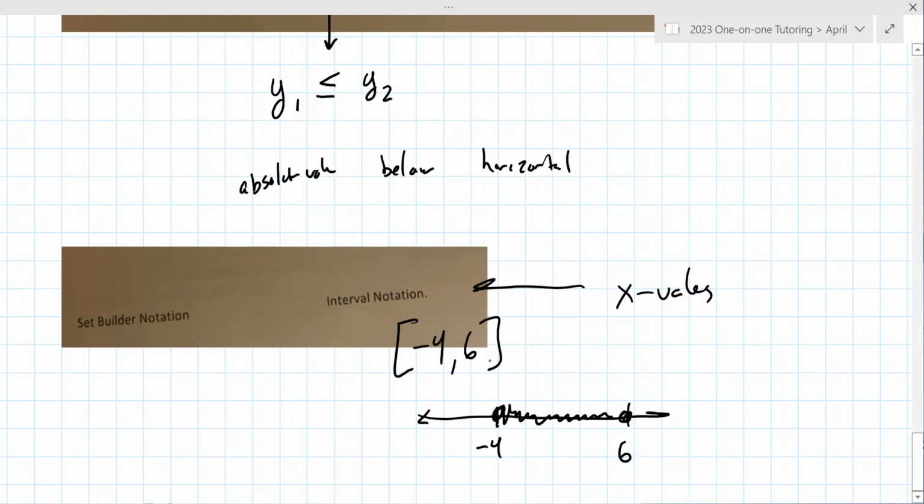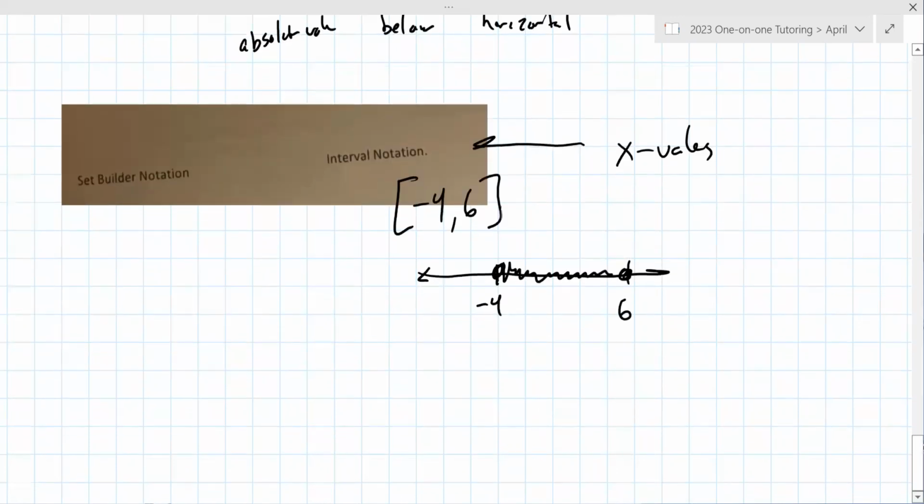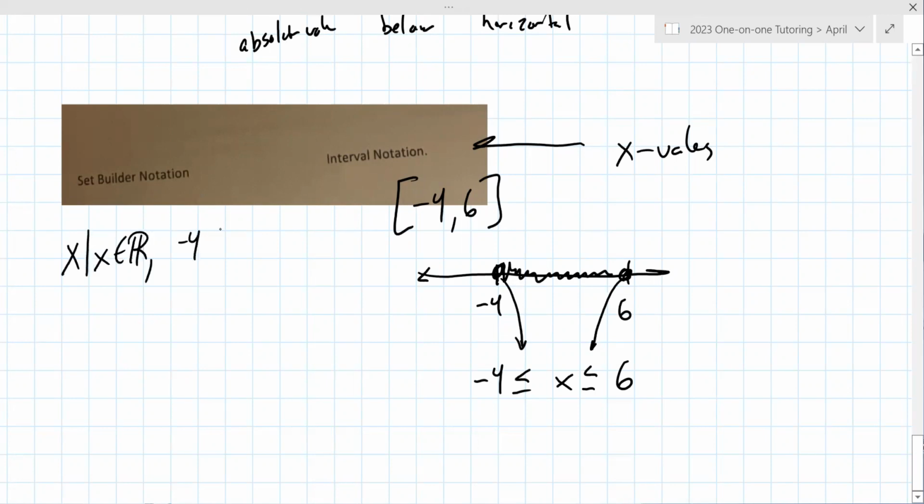How would you do the set builder for this one? It's the first time we haven't had an inequality to work from, but maybe you can see how it's built. Do you see that -4 surrounds the X that's between -4 and 6? Like this filled in dot becomes that, this filled in dot becomes that. So it's just the x bar, x in R, comma, and then that? Yes. Okay.